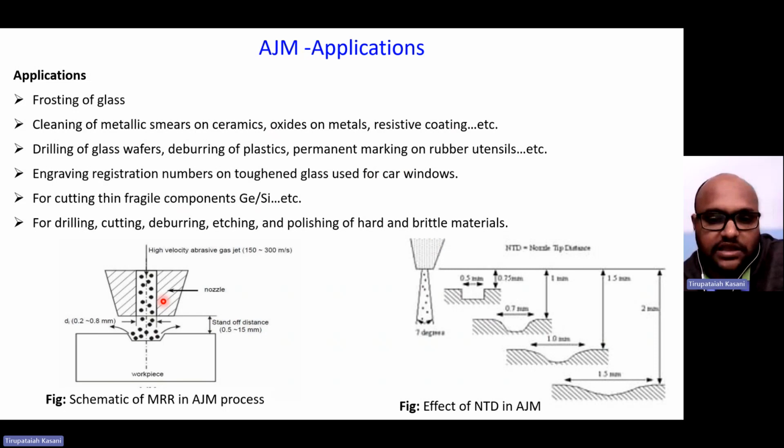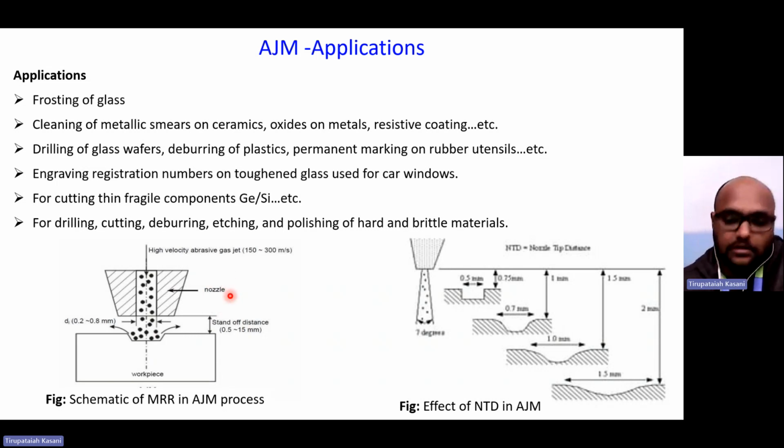Means here we can control the velocity of the flow and the pressure of the air and the size of the particles, and we can control this standoff distance, and we can control this nozzle diameter, okay, etc. These are the process parameters. Means depending upon the material, depending upon the process, we can alter these process parameters.